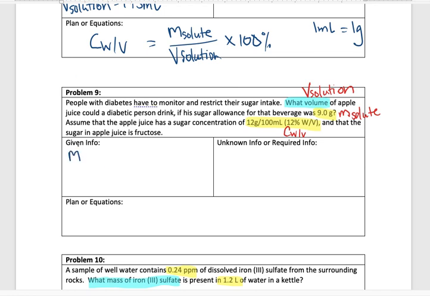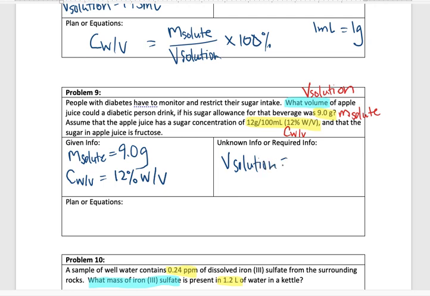Okay, so let's write this down. Mass of the solute, 9 grams. Then the concentration. And then we have our volume of apple juice, which is the solution. This one needs to be found.